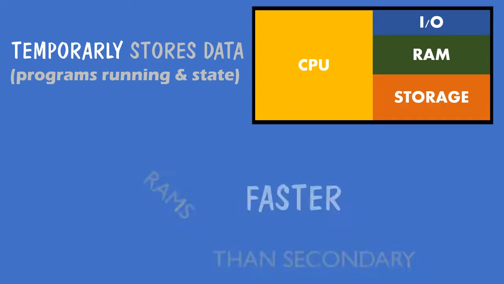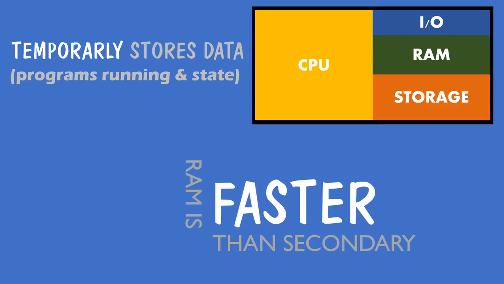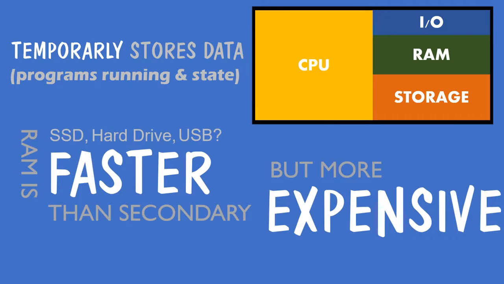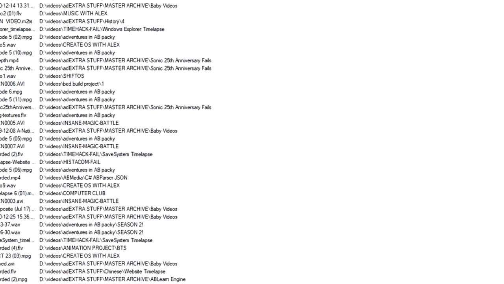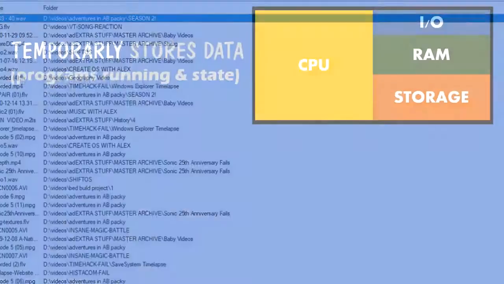Speed. RAM is much faster than secondary storage, and it doesn't matter whether it's an SSD, a hard drive, a USB, it's faster than all of them. Now, there is one issue with this. RAM is also more expensive than secondary storage. For example, video files are massive. Most of the top 100 biggest files on my hard drive are videos.